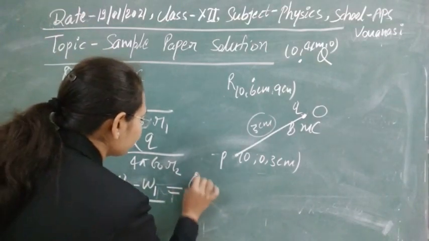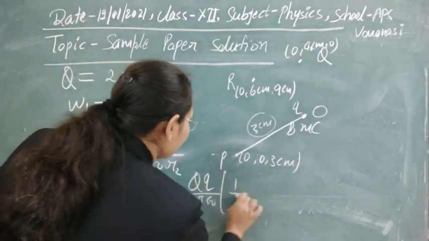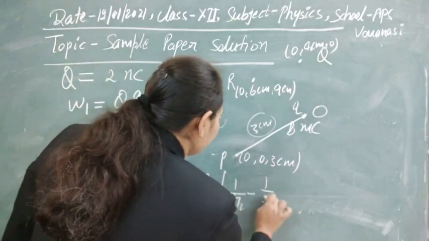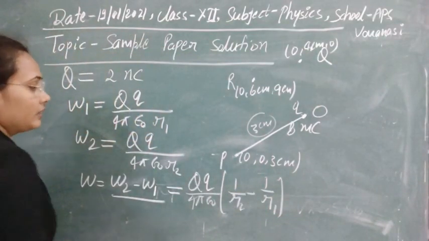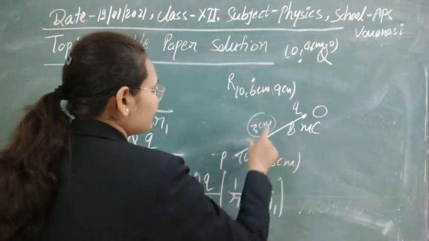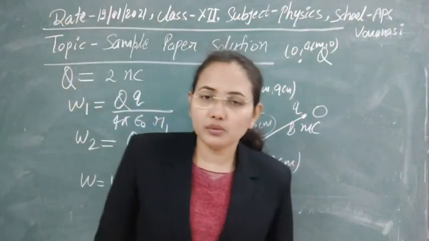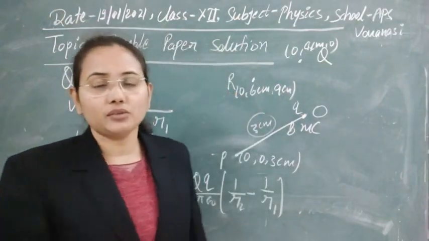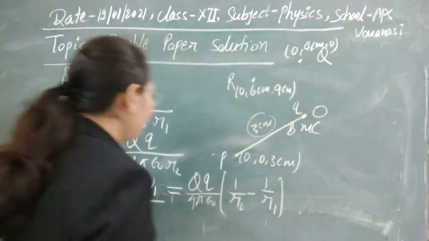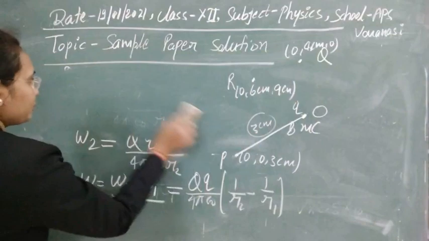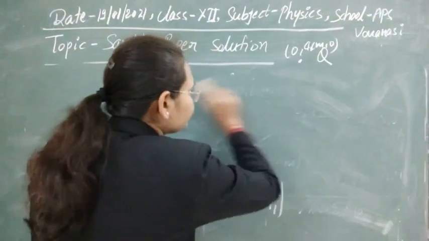This value will be Qq upon 4 pi epsilon 0 times (1 upon R2 minus 1 upon R1). Now you can put in the values of R1 and R2. The value of R1 is 3 centimeter, the value of R2 is 4 centimeter. You can put in these values and solve it. Easily, students, we can solve this, and finally you will get the work done by this process, nearly 1.2 joule. You can calculate it by yourself.